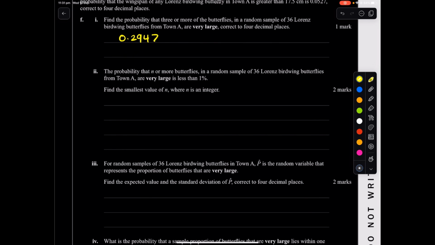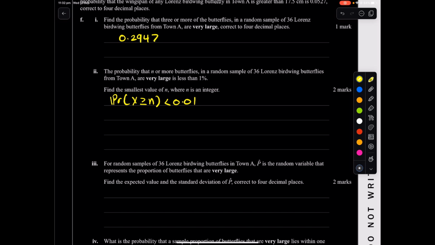The probability that n or more butterflies, so the probability that x is greater than or equal to n, in a random sample of 36 Lawrence bird-winged butterflies from town A are very large is less than 0.01. Find the smallest value of n.